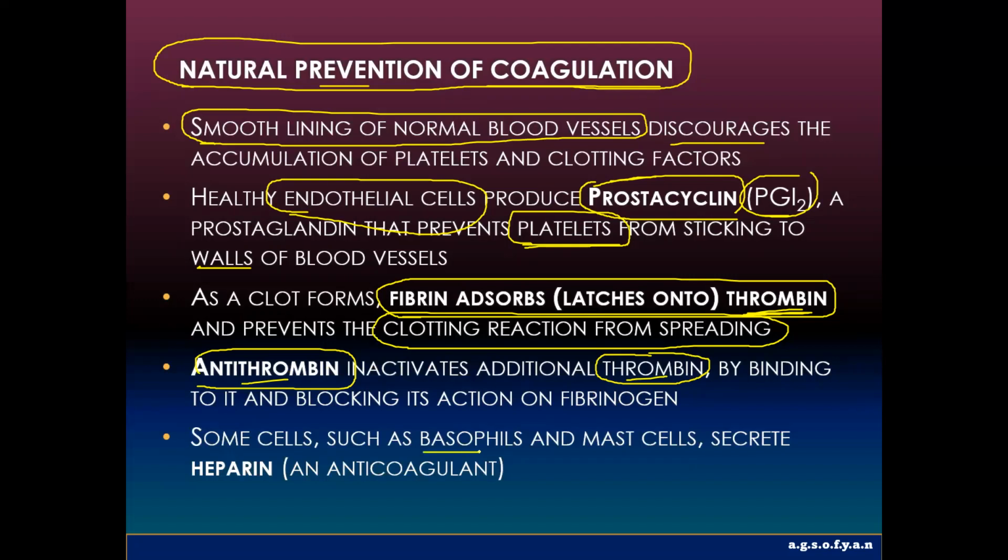Some cells like basophils and mast cells also secrete another blood thinner, an anticoagulant, called heparin. So this is one of the anticoagulants that is naturally produced by our cells, especially basophils and mast cells. So this is the process that will prevent blood coagulation inside our blood vessels. And this is the one that will cause our blood to flow nicely and naturally.